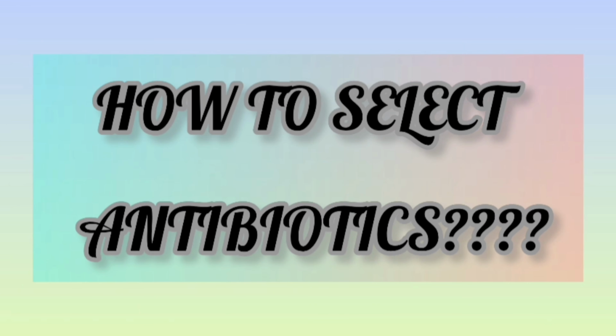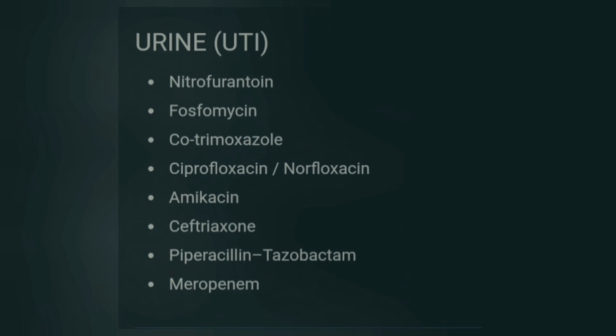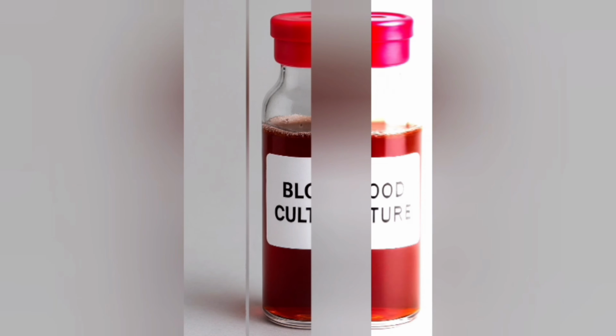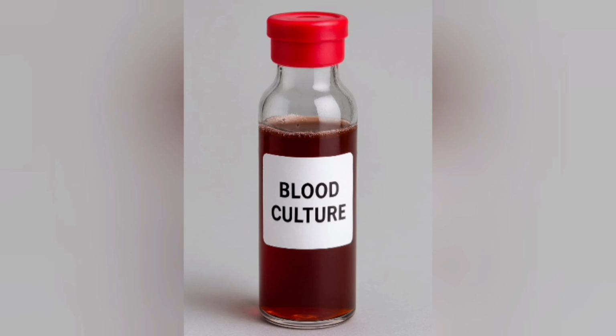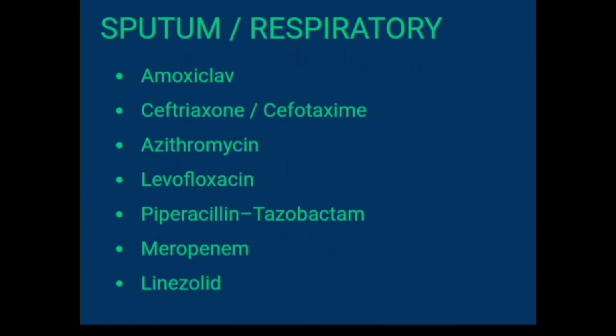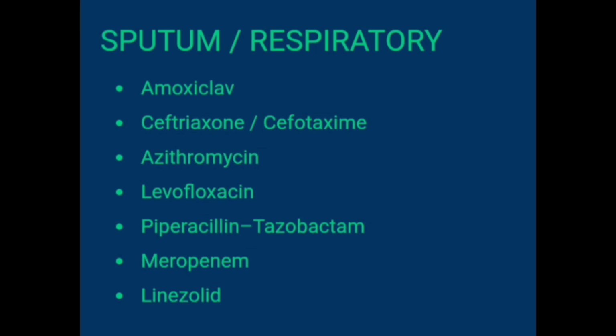Let's jump into the selection of antibiotic discs. The antibiotic discs are selected based on the specimen type and the organism. In case of specimen type, if the specimen is urine, nitrofurantoin, norfloxacin, ciprofloxacin, amikacin and cotrimoxazole discs are usually preferred. In case of blood samples, vancomycin, linezolid, meropenem and piperacillin-tazobactam are commonly used. Cefoxitin for MRSA screening, clindamycin, gentamicin and ciprofloxacin are preferred for pus or wound samples. In case of sputum samples, amoxiclav, levofloxacin and ceftriaxone are usually preferred.